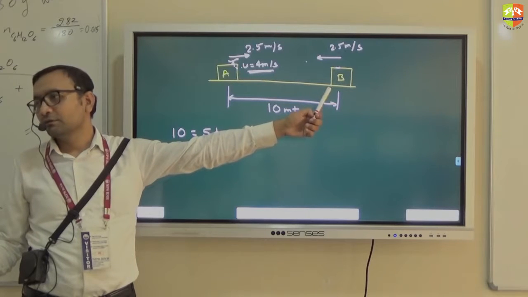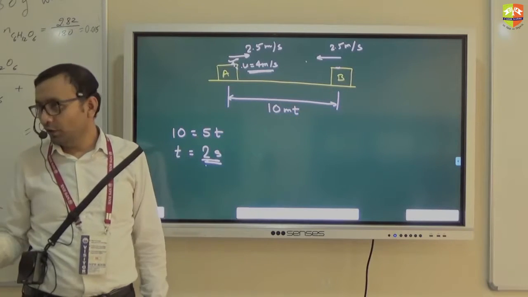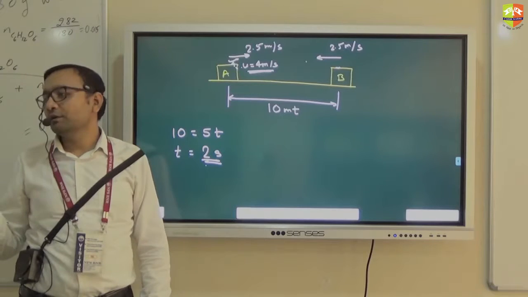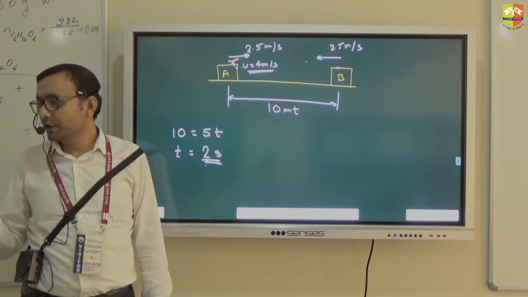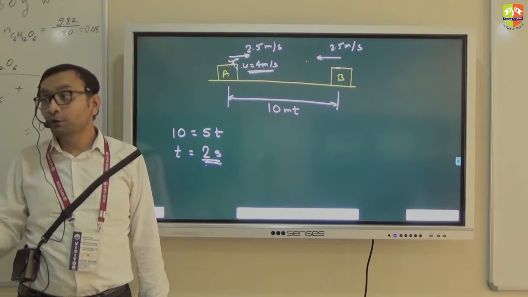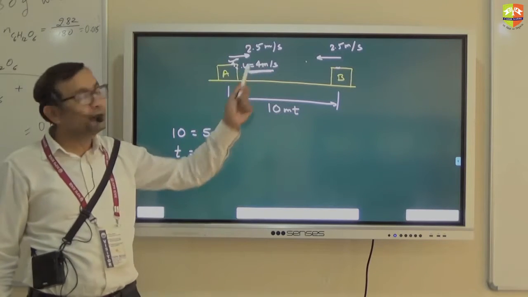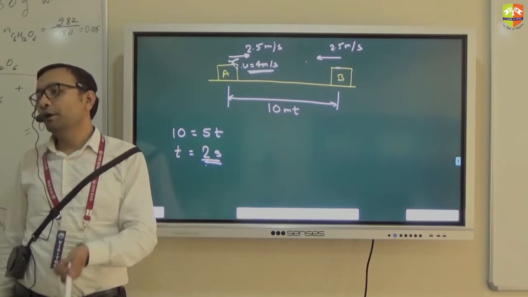Understood or not? 2 seconds it will take to collide. 5 meter per second is the velocity of approach. Distance is 10. Time is 10 by 5, 2 seconds. In 2 seconds, you are traveling with a speed of 4 meter per second. Distance is 4 into 2.